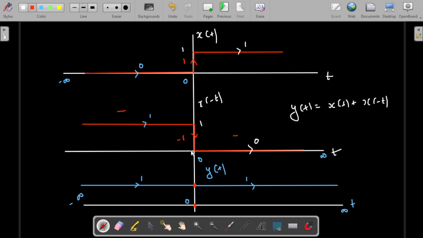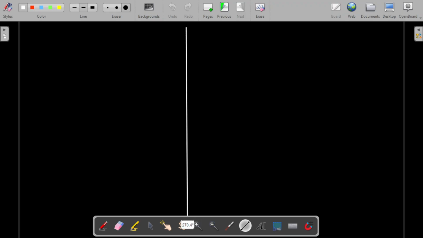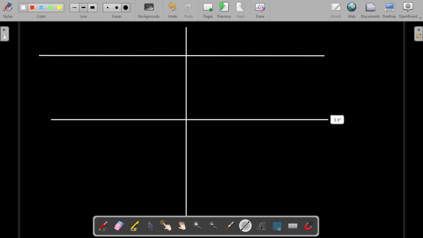Next, I will give you an example. You can pause the video and try to answer it, so that you have some idea about solving the question. I'm going to give a somewhat difficult problem. This is signal 1 and this is signal 2. Let me draw signal 1, and let me draw signal 2 also.